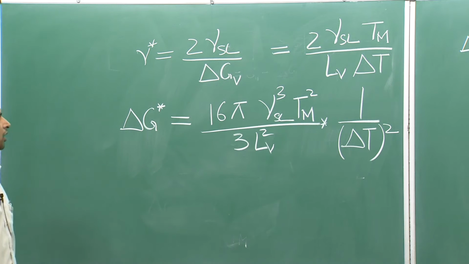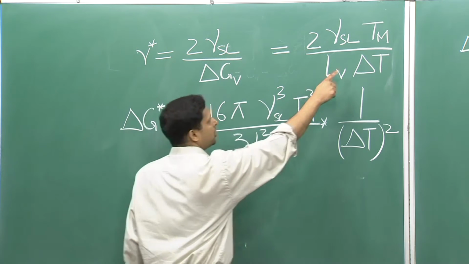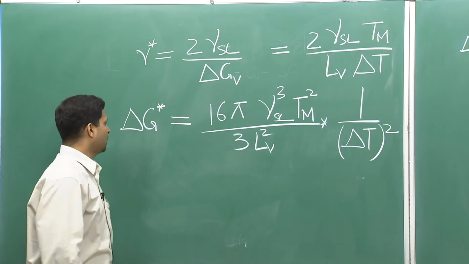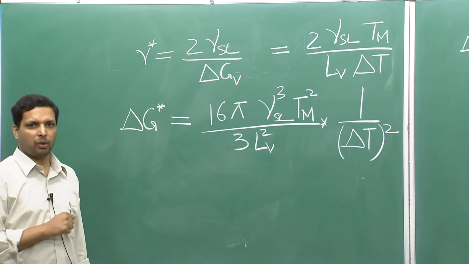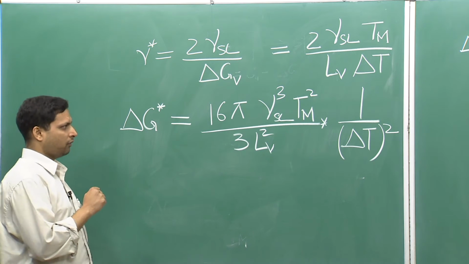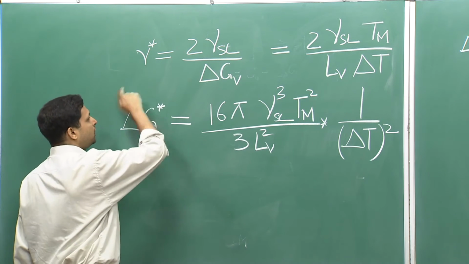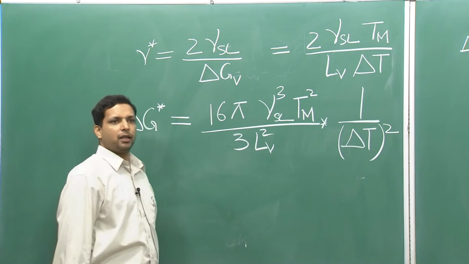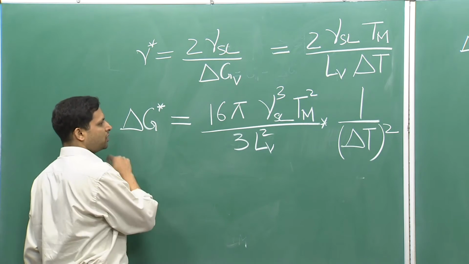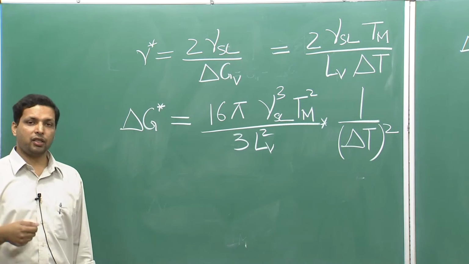Now, here there are a couple of things to note. One, you will note that R star is proportional to gamma SL and delta G star is proportional to gamma SL cube. This will become very important very soon. I will leave that part for now. Another thing that is important is R star is proportional to 1 over delta T, while delta G star is proportional to 1 over delta T square.